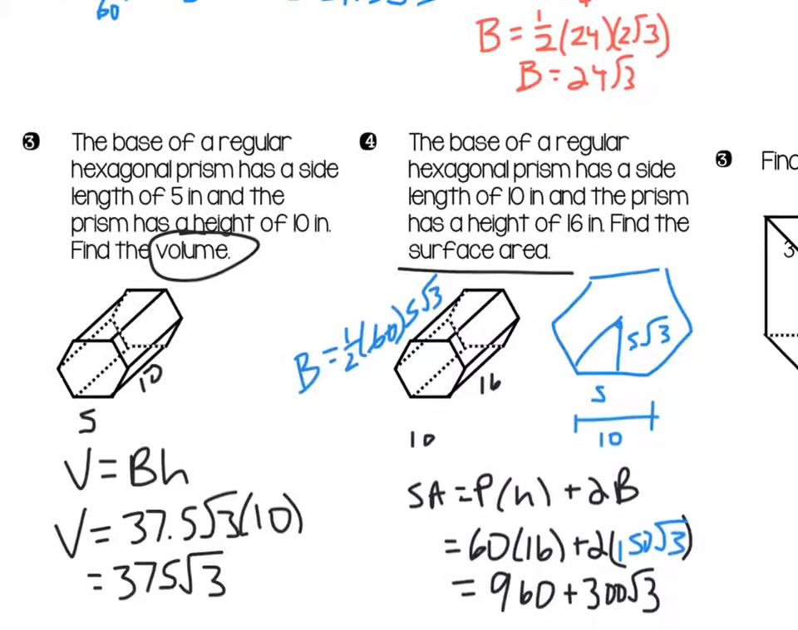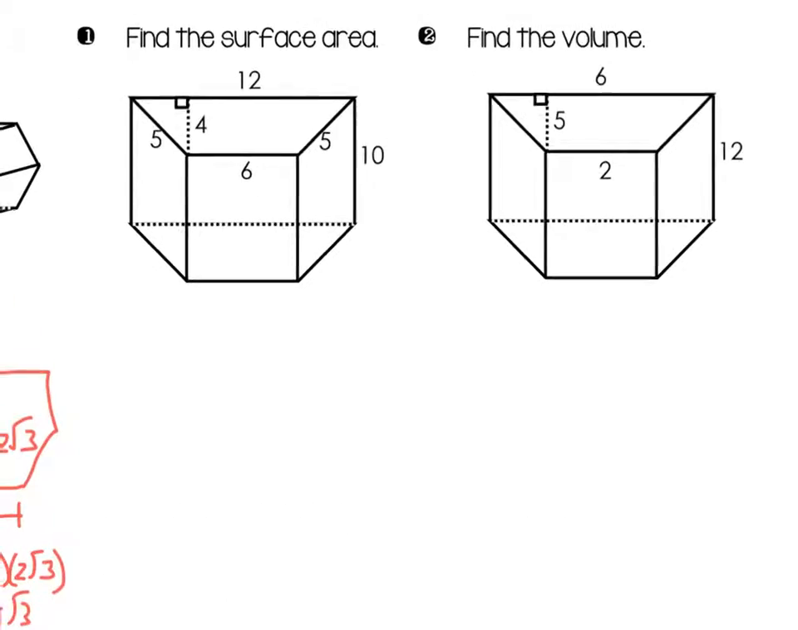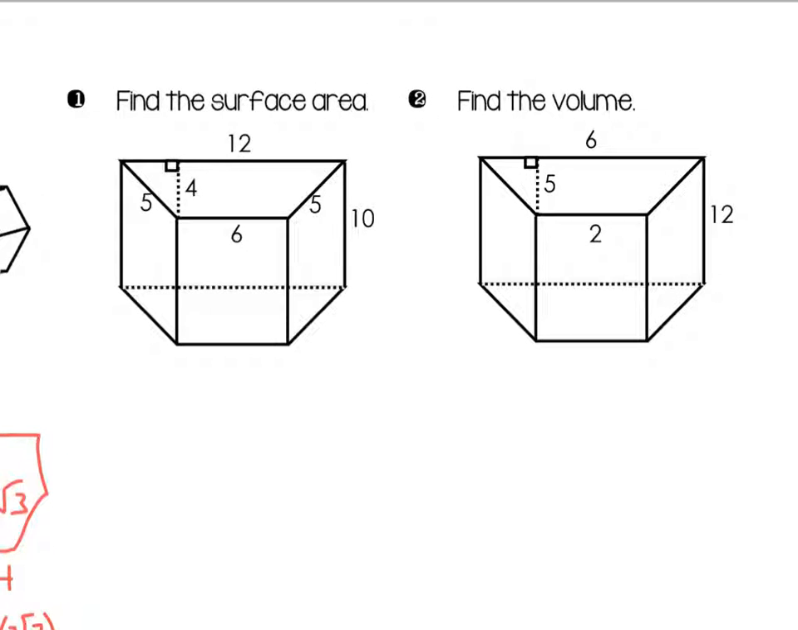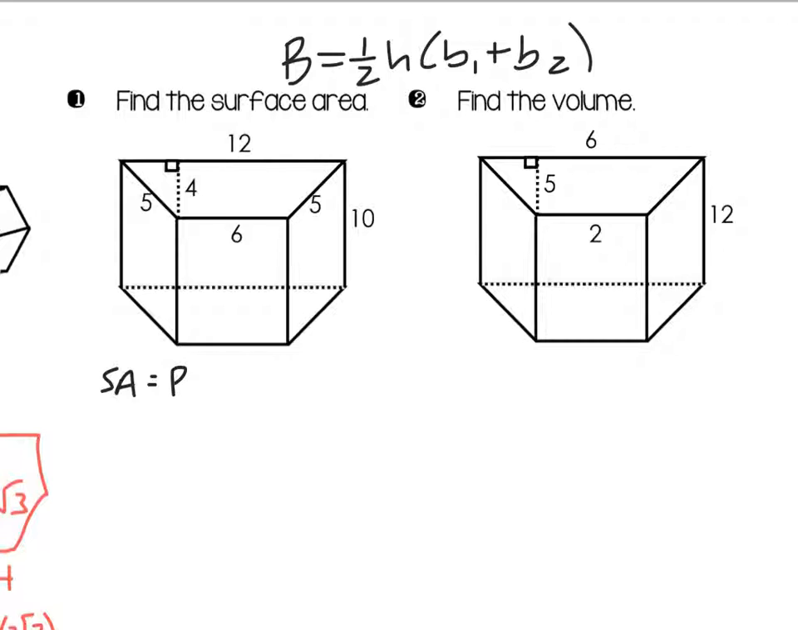We also want to talk about a trapezoidal prism. And for this, you want to remember that when we're doing a trapezoid, the formula for area of a trapezoid is 1/2 height times B1 plus B2. All right. So the first one is asking me to find surface area. Remember, surface area equals perimeter of the base times height of the prism plus 2 times area of the base. So my base in these is a trapezoid.